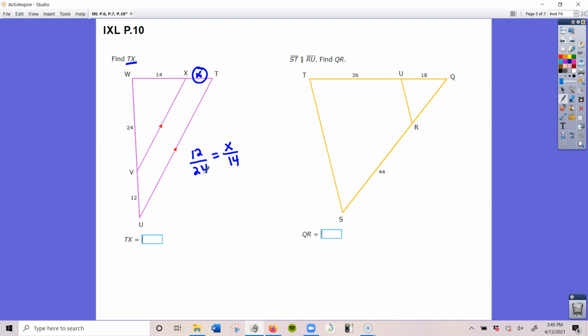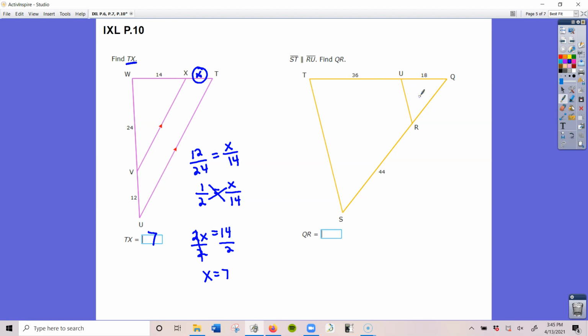Now you don't have to simplify, but I do recommend it because it'll make it easier in the long run. 12 over 24 can be simplified to 1 over 2, which is equal to x over 14. And now we cross multiply. So 2 times x is 2x, which is going to equal 1 times 14, which is 14. Divide by 2, and we get that x is equal to 7. So TX here is 7.